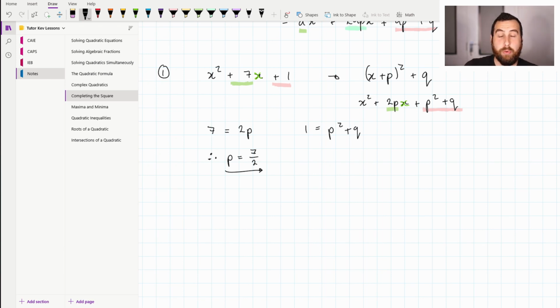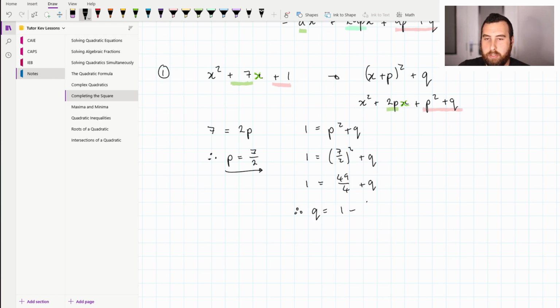But the cool thing is we already know what p is. So we're going to substitute it in. 1 is equal to 7 over 2 squared plus q, and then we're going to expand the bracket, so it's going to be 49 over 4 plus q. And so now we can take the other value to the other side and solve for q. So therefore my q value is going to be 1 minus 49 over 4, and that is equal to minus 45 over 4.